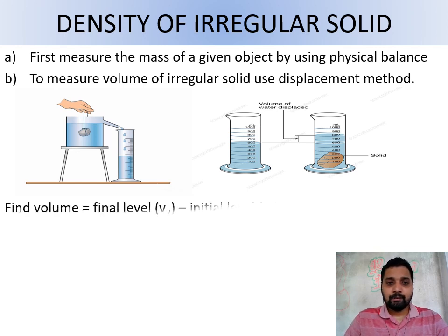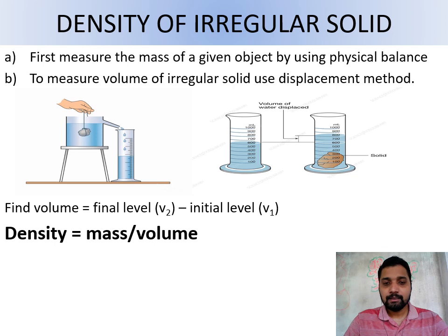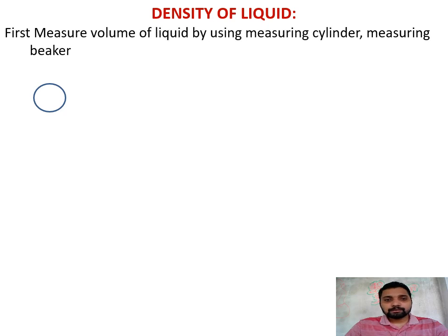Next thing. In case of measuring cylinder, we got one final level, one initial level. So final level minus initial level, we'll get the volume. So mass of that object by volume of object will get the density. Next thing. Now to find the density of a liquid. In the case of liquid, volume we can measure directly by using measuring cylinder, measuring beaker or Eureka can.